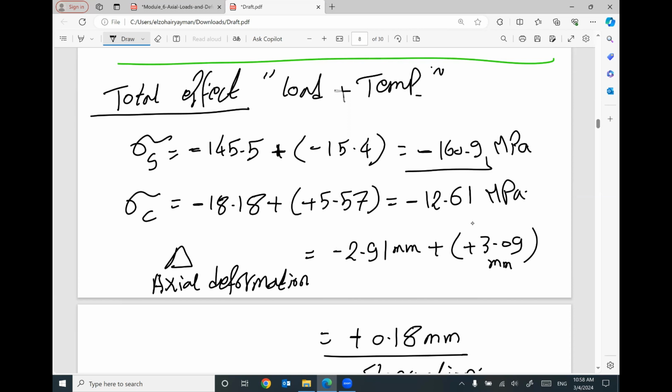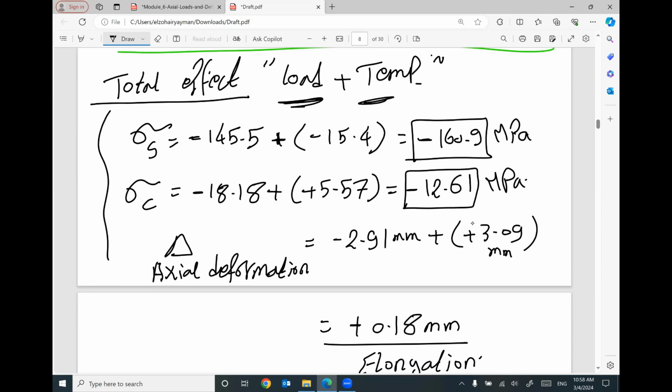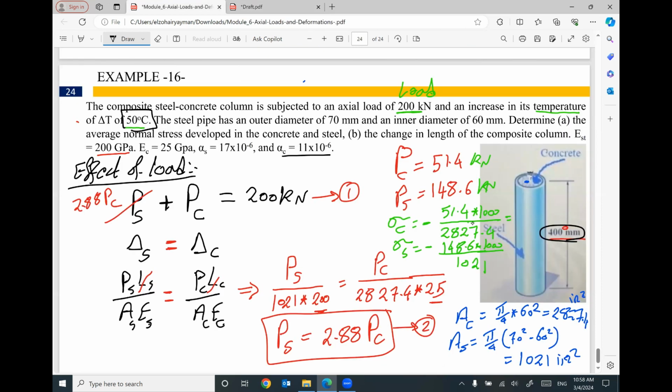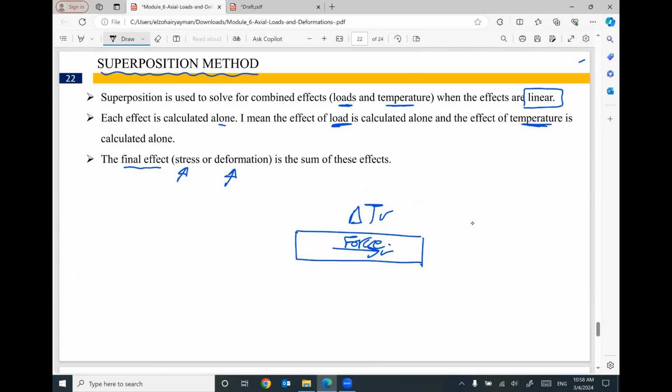The final stress, or the total stress, in the steel will be negative 160.9. The final stress, or the total stress, in the concrete will be negative 12.61. This is the effect due to the applied load and the temperature. That makes sense? So the method of superposition means you have to solve your problem 2 times. The first one due to temperature, the second one due to the applied load, then add the effect of temperature plus the effect of the applied load together by the end of the problem.